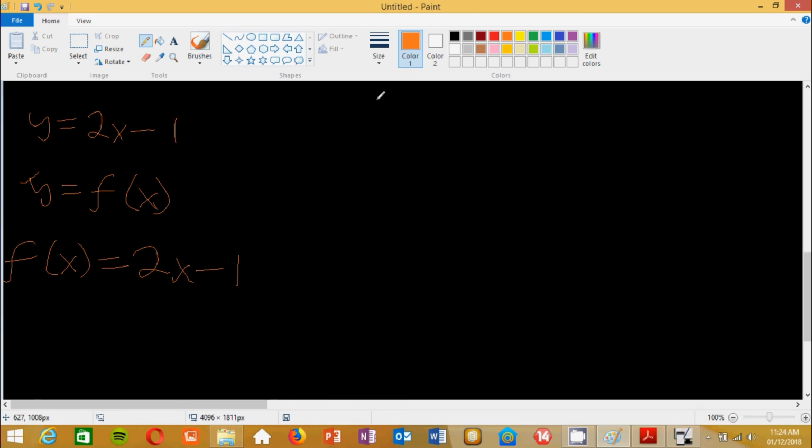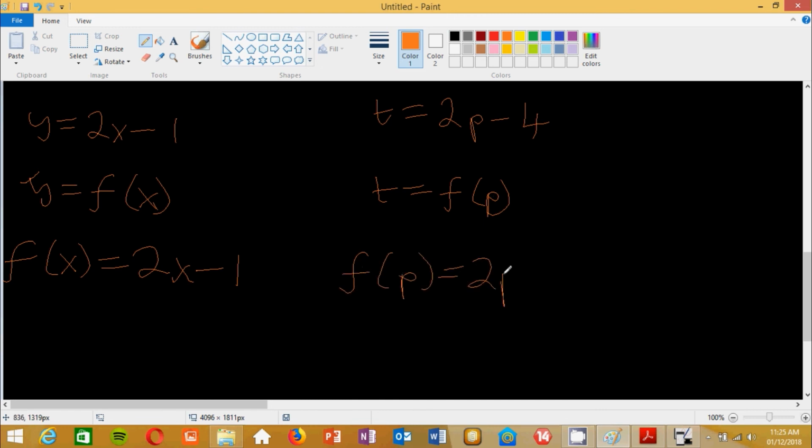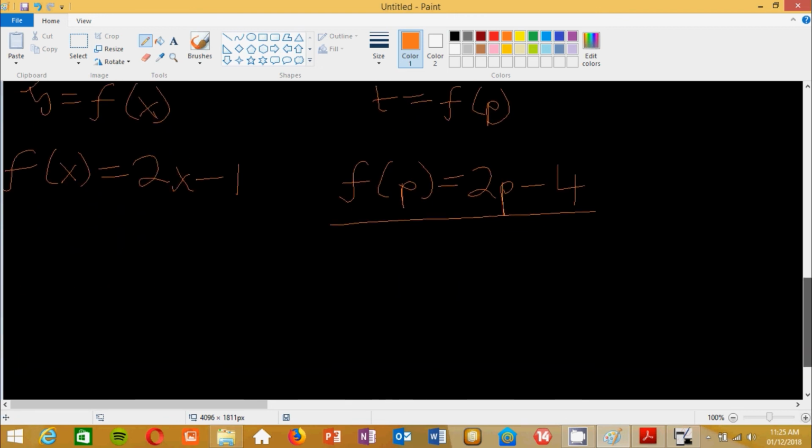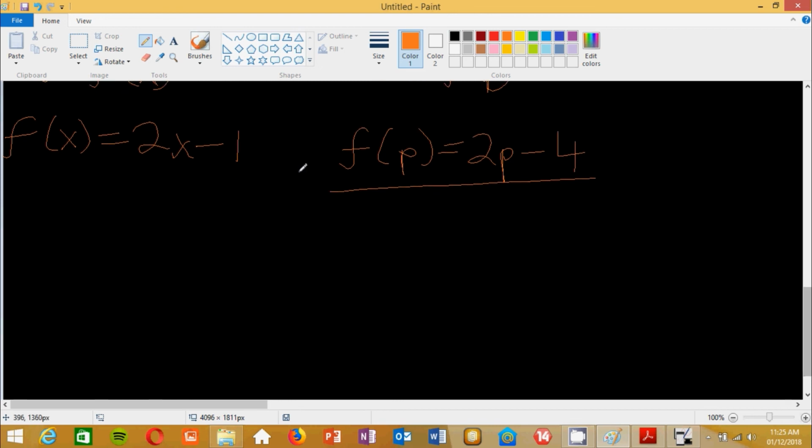If you have t is equal to 2p minus 4, then you can see that this t here is a function of p, so therefore you can replace that by saying f of p is equal to 2p minus 4. I'm simply illustrating notation here. You can interchange these two by placing that there. So this is the function notation that you need to know.